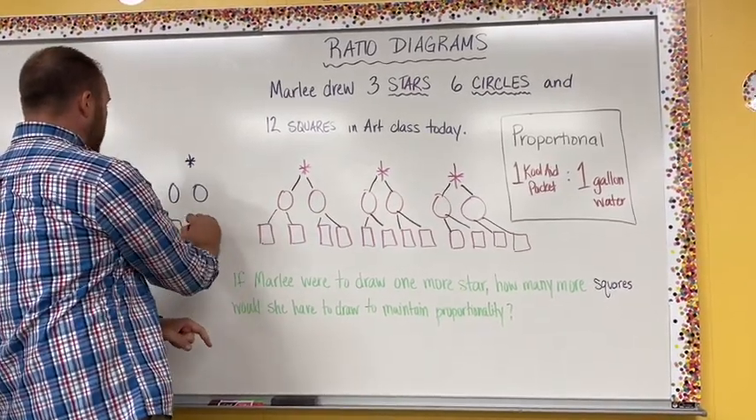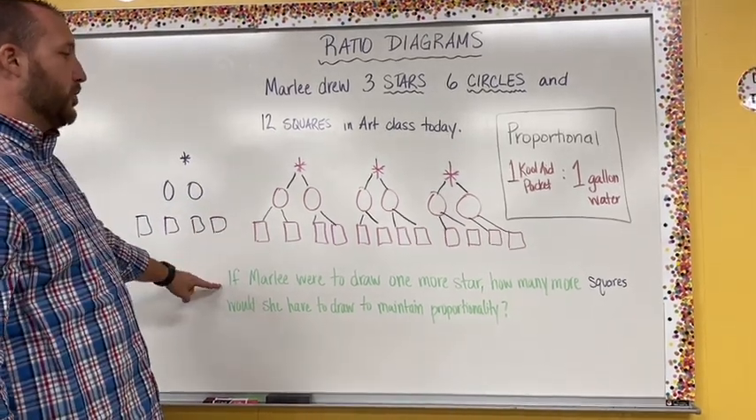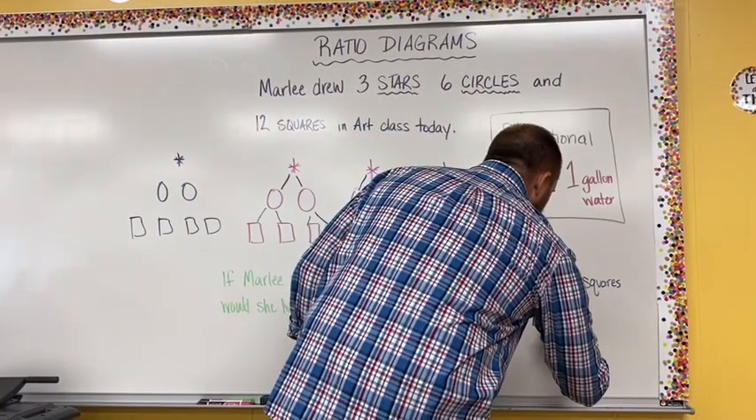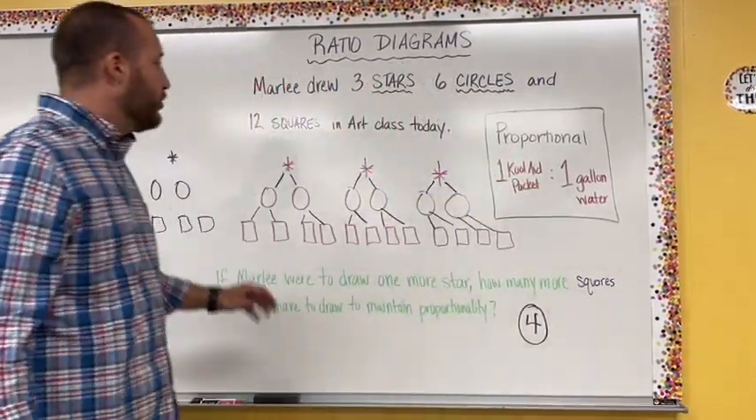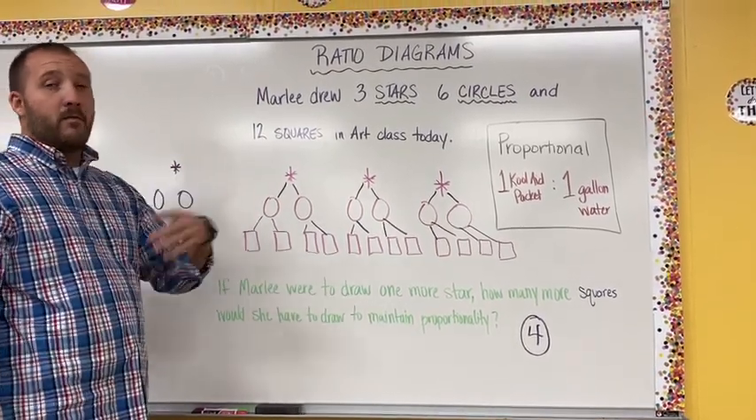1, 2, 3, 4. So the answer to this question, if Marley were to draw one more star, how many squares would she have drawn to maintain proportionality? The answer to this question is 4. And that's how you can use ratio diagrams to check for proportionality and even ratio equivalency.